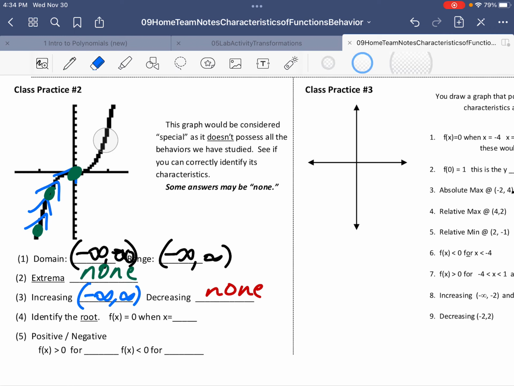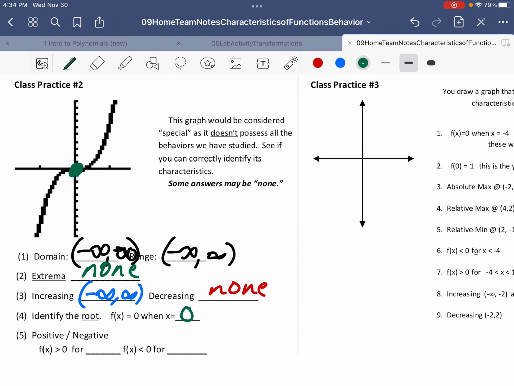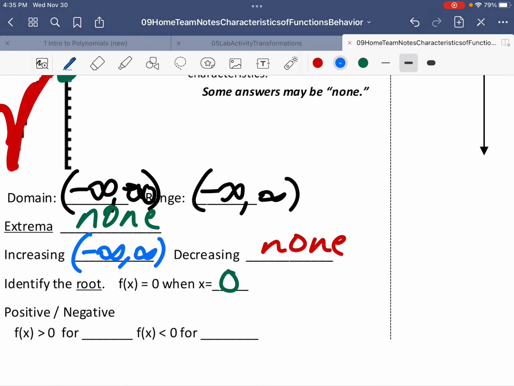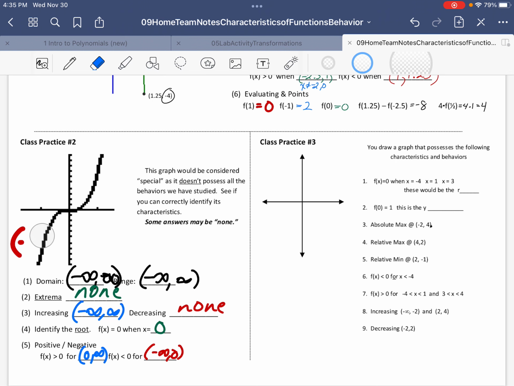The root is supposed to be when the graph is equal to 0. Oh, that would actually be that lone green dot when x equals 0. And then to be positive means that the graph is above the x-axis. So that's right here, but to be negative means that it's below the x-axis. So we're positive everywhere to the right of 0, 0 to infinity, but we're negative everywhere to the left of 0. That would be positive and negative.